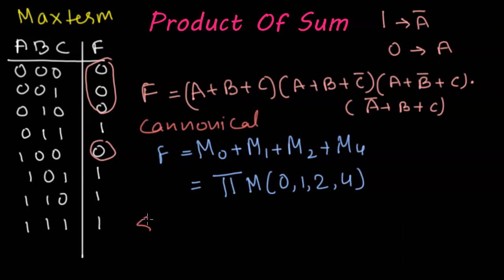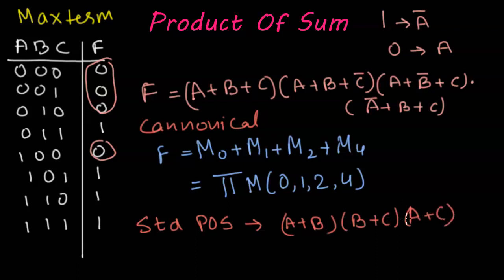And it can be converted again to the standard POS form using the Boolean laws, which will come out to be A plus B, B plus C, and A plus C. So note how not all these individual max terms have C, A, or B. Hence, it's a standard POS form.